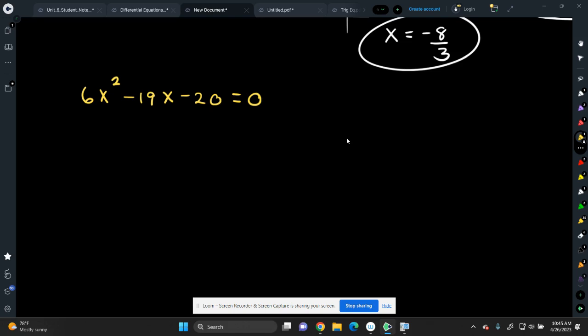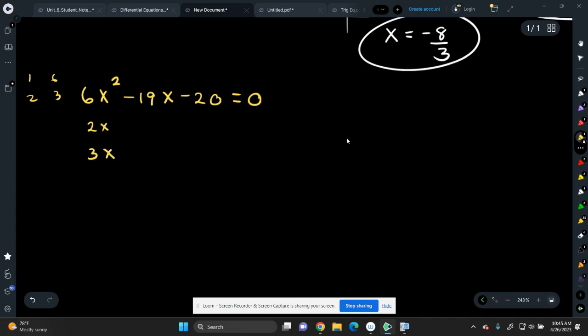Okay, so these are the hardest type because the 6x squared can be factored two different ways. We can do 1x and 6x or 2x and 3x. Which one do you want to try? Doesn't matter. 2 and 3, 2 and 3?